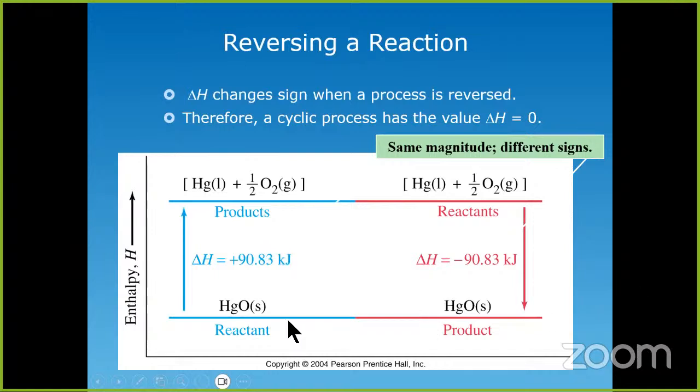The reaction of mercury oxide, when heated, forms mercury and oxygen. The enthalpy change for that reaction here is shown to be equal to 90.83 kilojoules. So if you were to do the reverse, then the enthalpy change would be minus 90.83 kilojoules, right? And that is true for every reaction without any exception, right? Whatever the enthalpy change going in one direction, the enthalpy change going in the other direction would be negative. Same quantity, but negative.